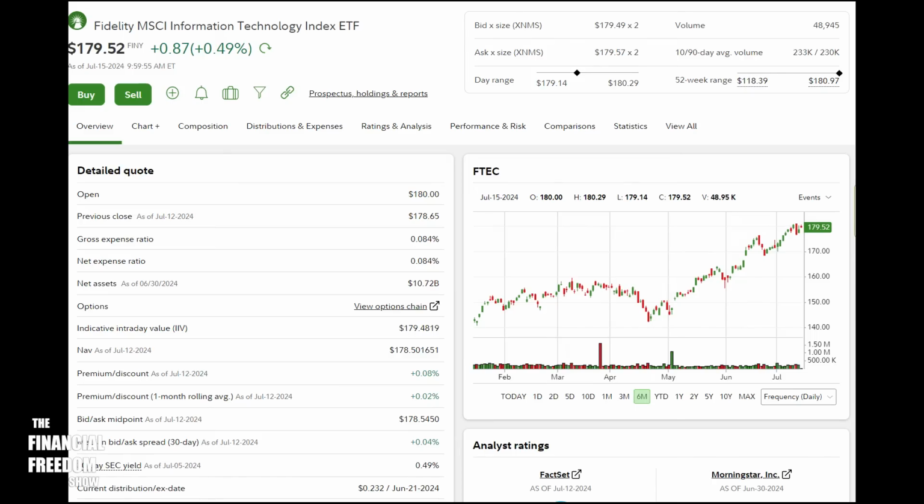Number 1, always consider your investment goals and risk tolerance before choosing an investment. Number 2, make sure to diversify your portfolio to balance risk and return. Number 3, keep an eye on the performance of your investments and make adjustments as needed. And number 4, take advantage of the low costs and flexibility offered by ETFs like FTEC.